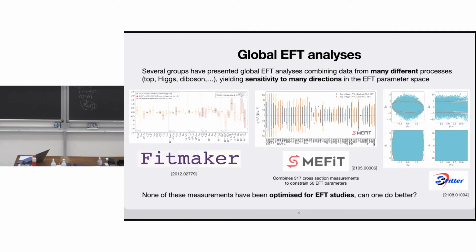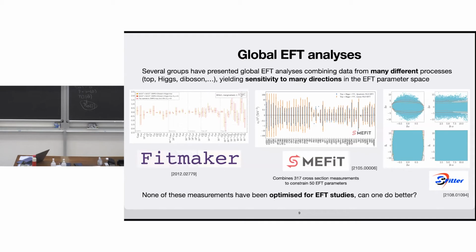There's the SMEFT tool that includes 317 cross-sections and there are 50 EFT parameters here on the horizontal axis, and you can read off the constraints. And so far there has not really been any significant difference with the SM. The problem, however, with all of these tools is that they take LHC cross-sections that are not really designed for an EFT analysis a priori. They were already out there and we are just taking them for our analysis, and it's not necessarily optimal.